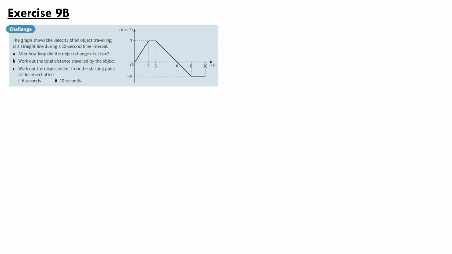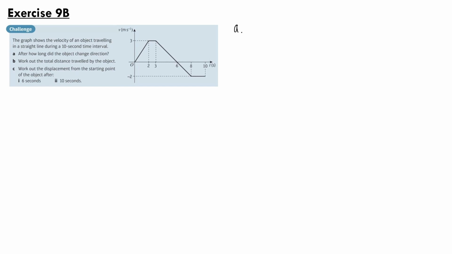Okay, our first question is from exercise 9B. The graph shows the velocity of an object travelling in a straight line during a 10-second time interval. Part A says after how long did the object change direction. Part B says work out the total distance travelled by the object. And part C says work out the displacement from the starting point of the object after 6 seconds and 10 seconds. Okay, so first of all, for part A, after how long did the object change direction?